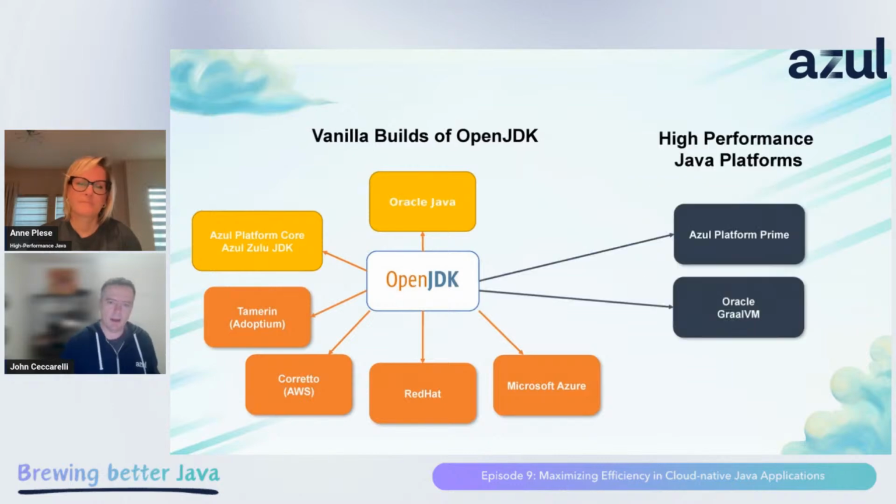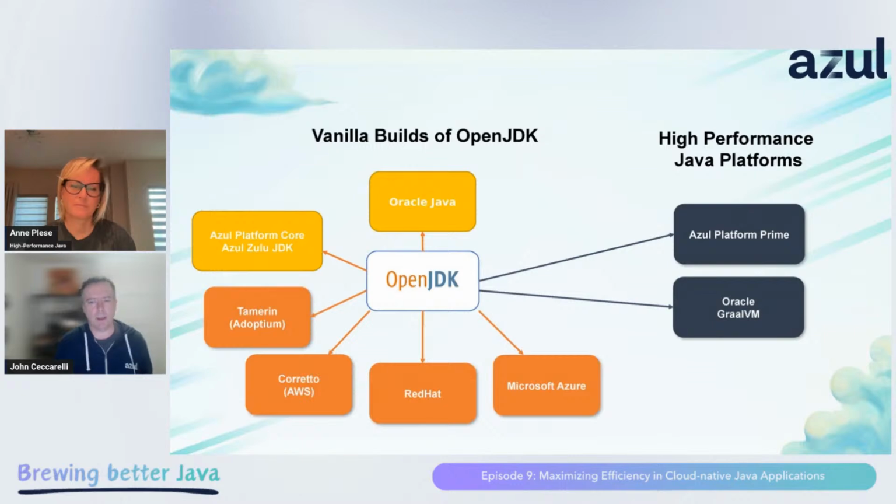But when you go outside of the vanilla builds, whose whole job is to be exactly the same, you get into the territory of high performance Java platforms. There are some others, but the two most popular ones on the market are definitely Azul Platform Prime and its Zing JVM, and Oracle GraalVM. And these are JVMs that have been built to behave differently and to behave better, right?